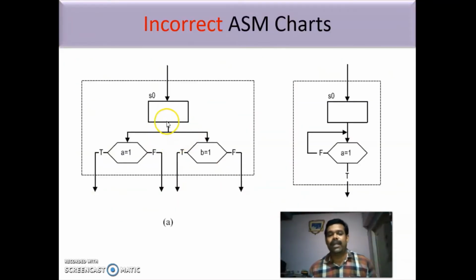So there will be only one unique exit path for this state box. Okay, these are the incorrect ASMs. So here it has to go to the state box and not to the conditional box. And here there must be only one conditional box and there should not be two conditional boxes.